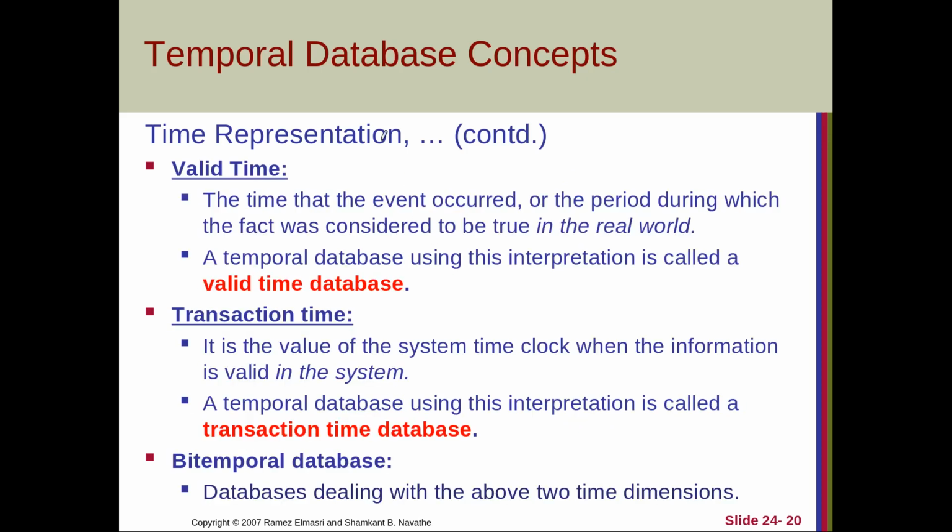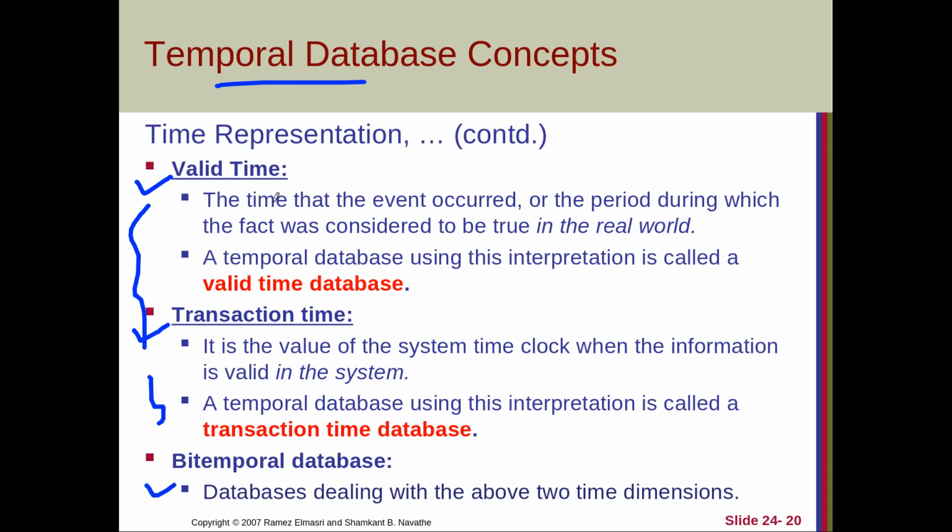Now we can divide this time into different types. The first one is called valid time and the second one is called transaction time. So for the temporal database concept, these two times are very important: the valid time and transaction time. And third, we also have a bi-temporal database.